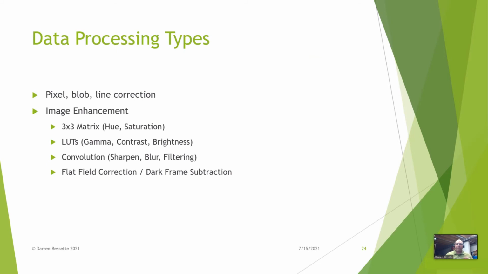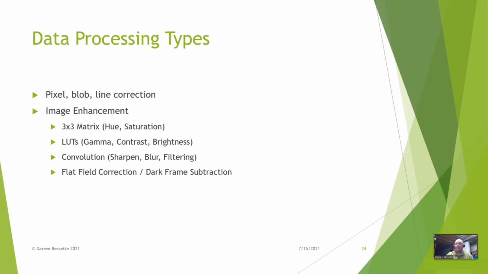So some of the things that happen, whether it's within the camera, slightly outside the camera, or actually in a tool like Photoshop, is a lot of processing that's happening. Within the camera itself, oftentimes you're going to have some form of pixel correction or blob correction or line correction. And this is just to compensate for some of the artifacts that get introduced in the camera.